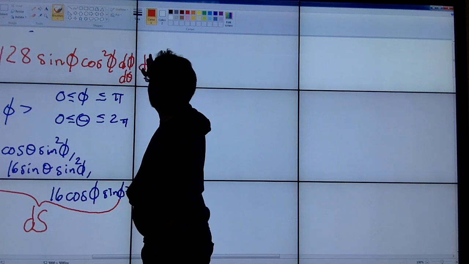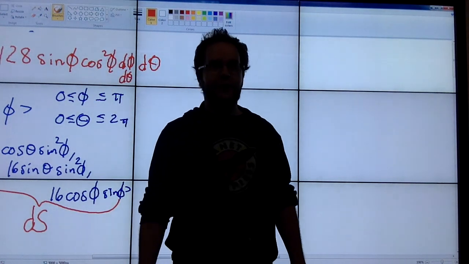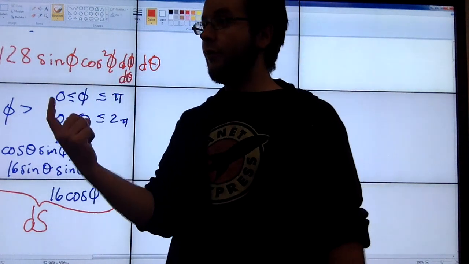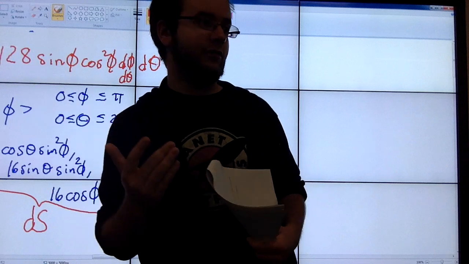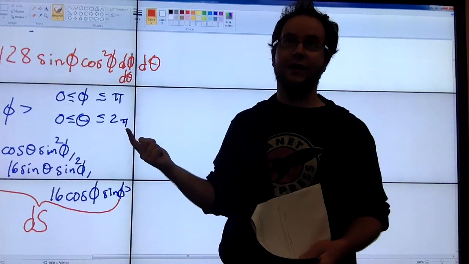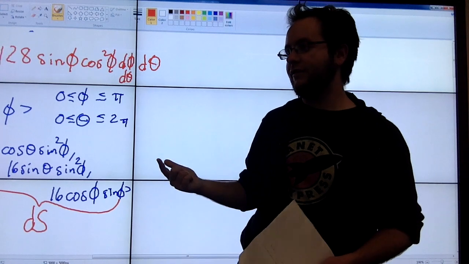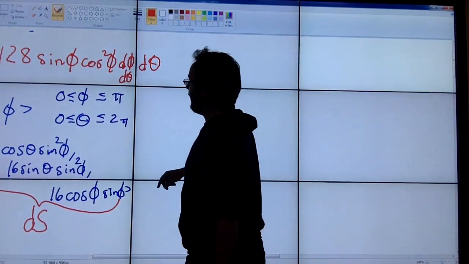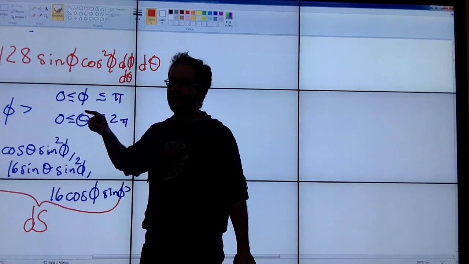d phi, d theta. Okay? So we have 128 sine phi cosine squared phi d phi, d theta, and this is a result of, when I do the dot product of f with dS, a lot of stuff cancels. In fact, the first term cancels with the second term, and then my last term is just 8 cosine phi times 16 sine phi cosine phi, which gives us this. What's the integral of 128 sine phi cosine squared phi with respect to phi?